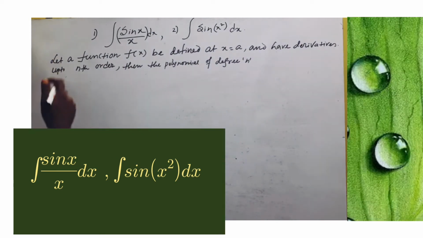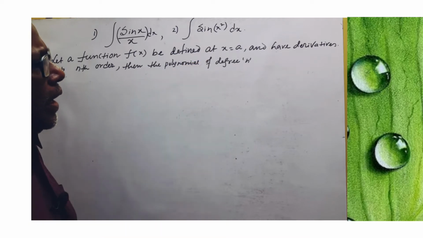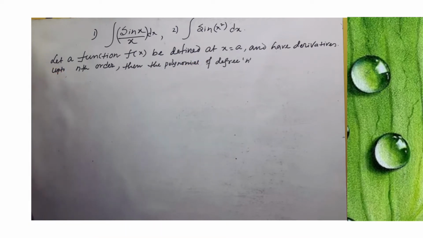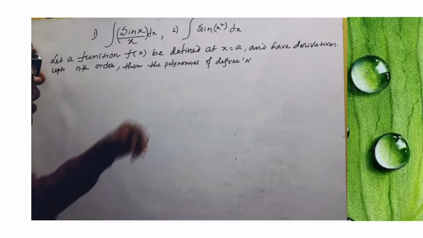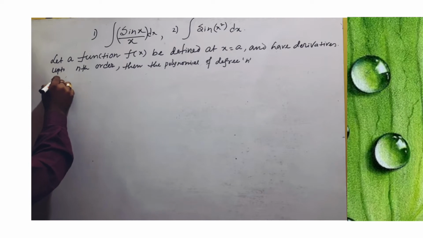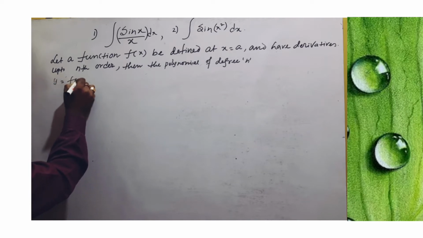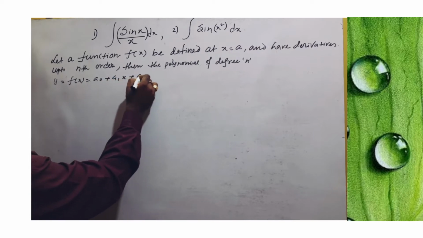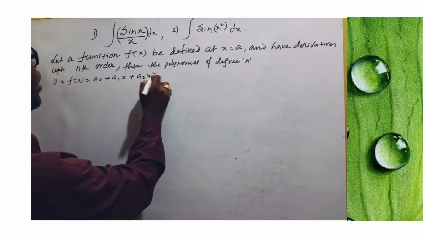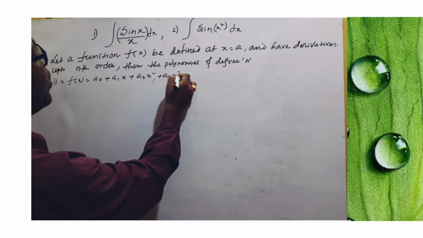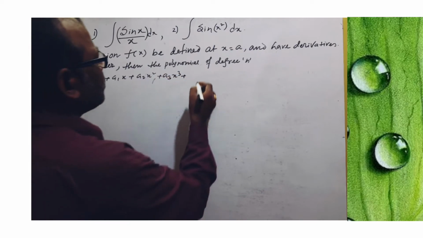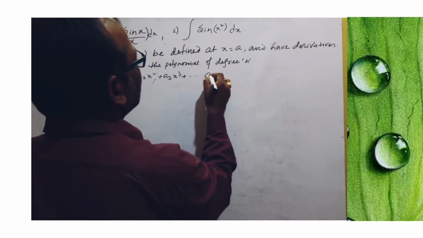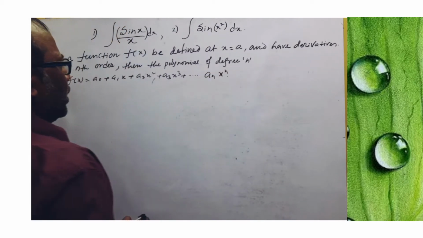Now let a function f of x be defined at x equal to a at a point and have a derivative of nth order. Then we take a polynomial of degree n, that is f of x is equal to a naught plus a1 x plus a2 x square plus a3 x cube, dot dot.